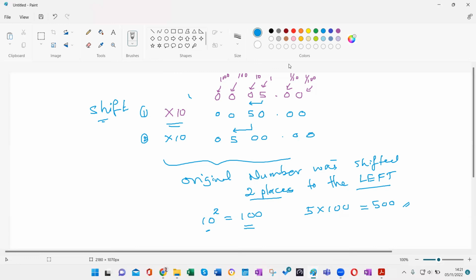I'm going to shift this 5 to the left side. Is it a multiplication or a division? So a multiplication. It's a multiplication. Okay, I'm going to move it 3 places to the left. So what will happen to the original value? I'm moving it 3 places to the left. So now the original value is going to be multiplied by what?